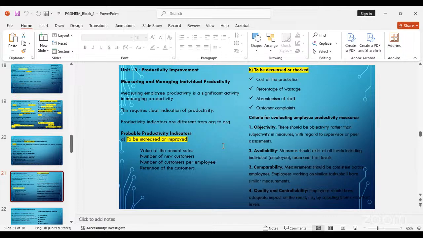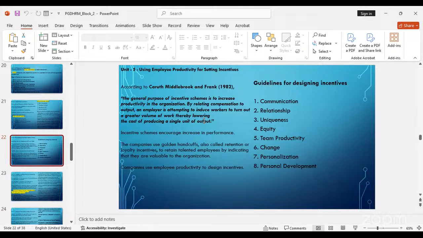So, what is the criteria? Objectivity, availability, comparability, quality, and controllability. Okay. Now, using employee productivity for setting incentives.